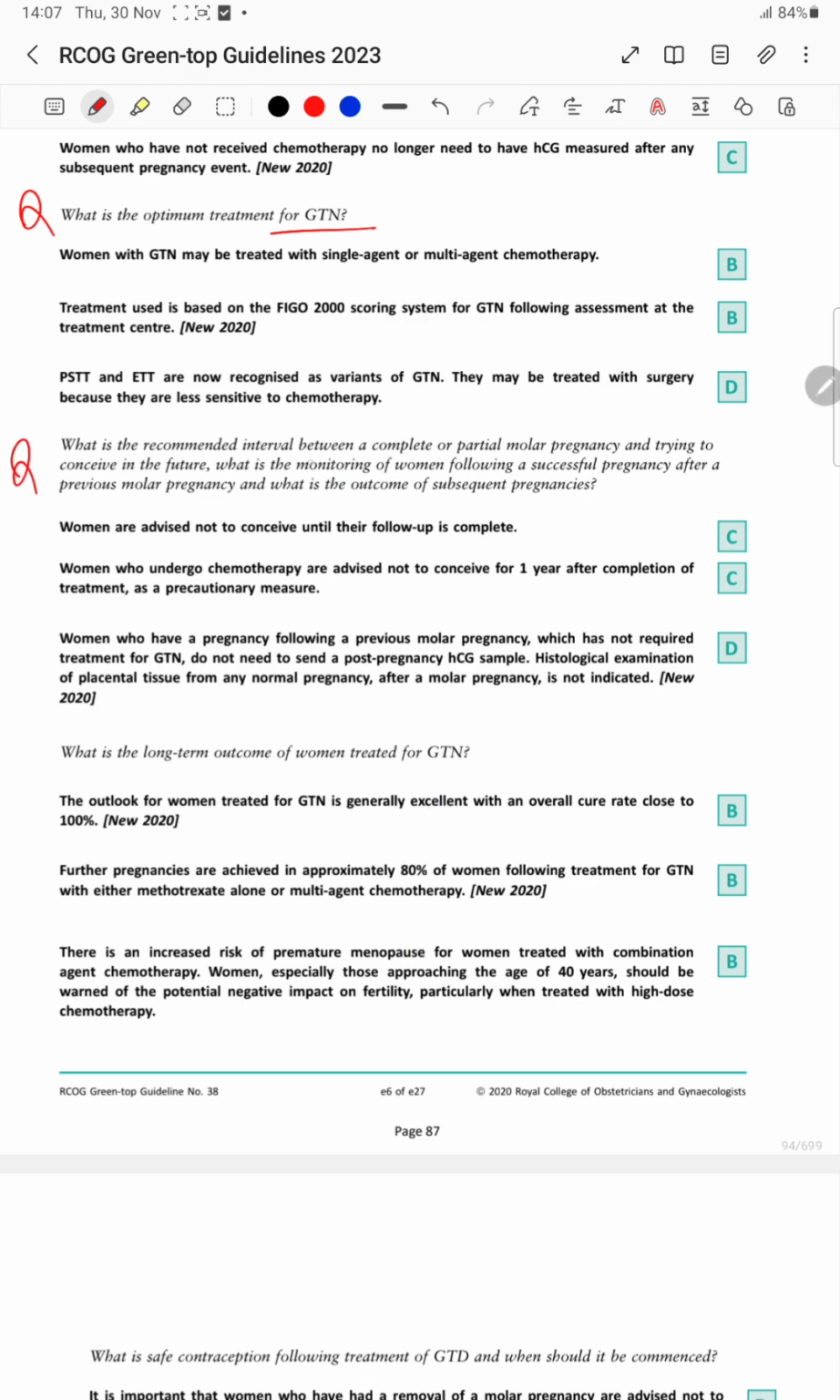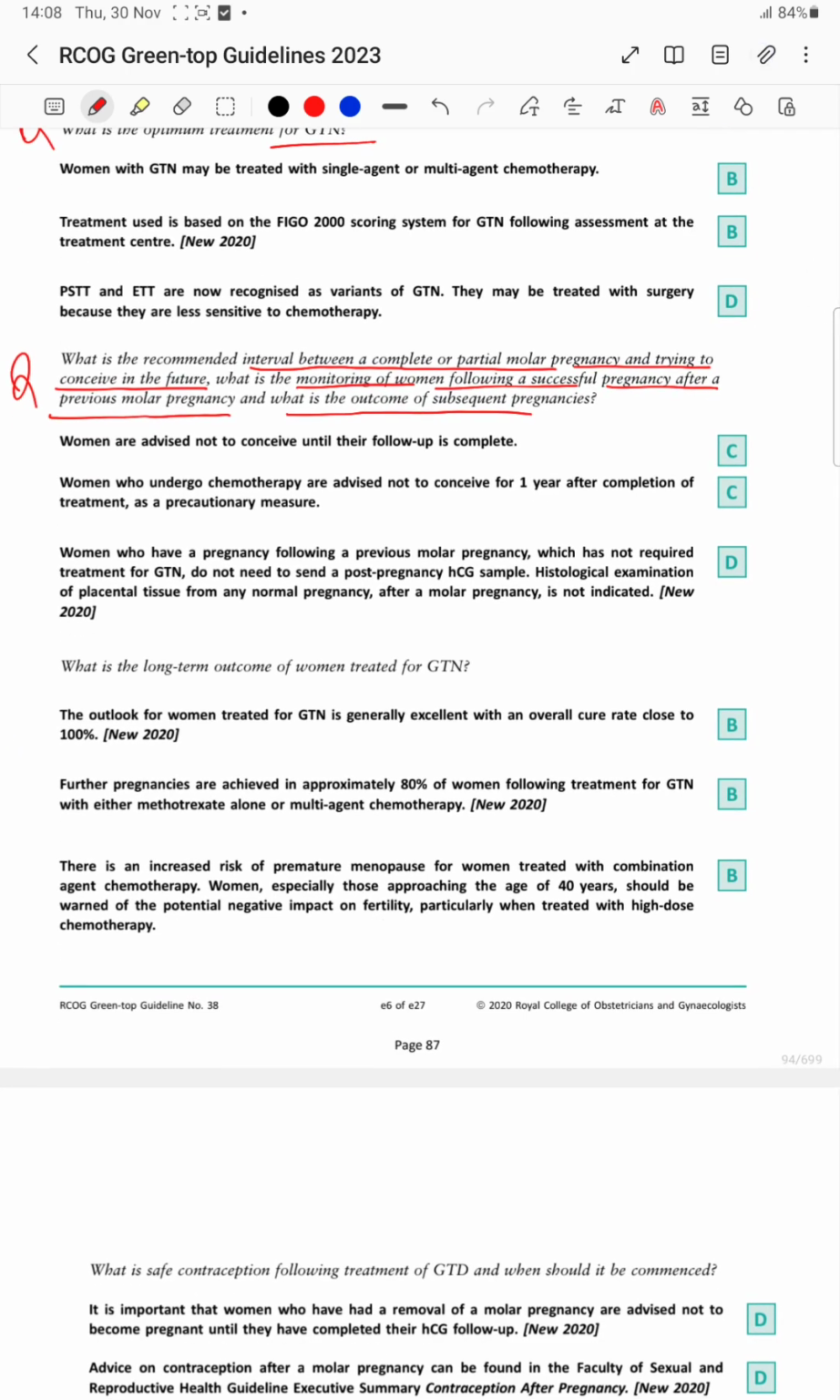What is the recommended interval between a complete or partial molar pregnancy and trying to conceive in the future? What is the monitoring of women following a successful pregnancy after a previous molar pregnancy, and what is the outcome of subsequent pregnancies? Women are advised not to conceive until their follow-up is complete, and women who undergo chemotherapy are advised not to conceive for 1 year after the completion of treatment as a precautionary measure.